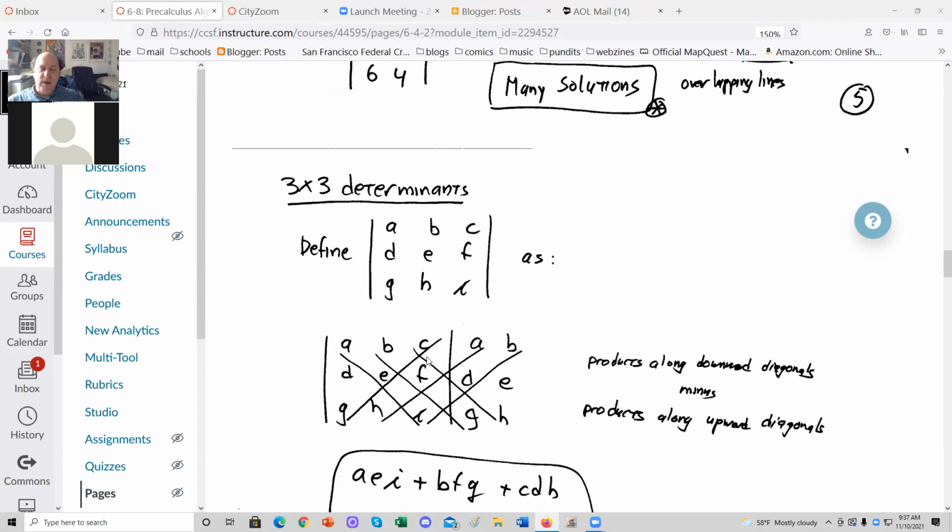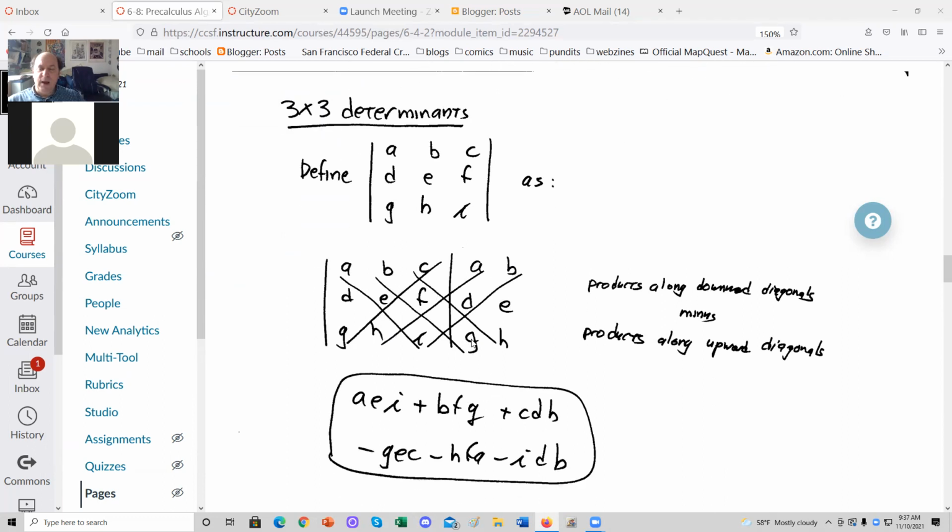We write the matrix, then we write the first 2 columns outside like that: A, D, G, B, E, H. And then you take products along the downward diagonals minus the products along the upward diagonals. AEI plus BFG plus CDH minus GEC minus HFA minus IDB, like that. It's sort of like the 2 by 2 thing with main diagonal minus upward diagonal, so it looks a lot the same. It doesn't work for 4 by 4 and up, sorry to say, but it does work for this.